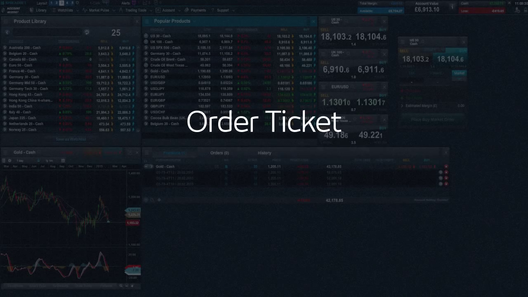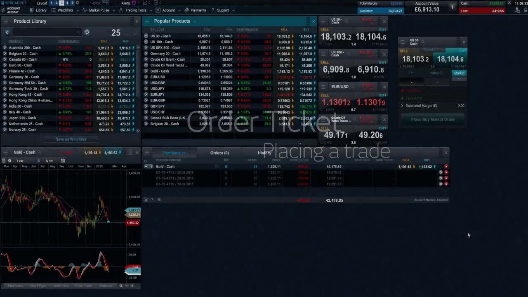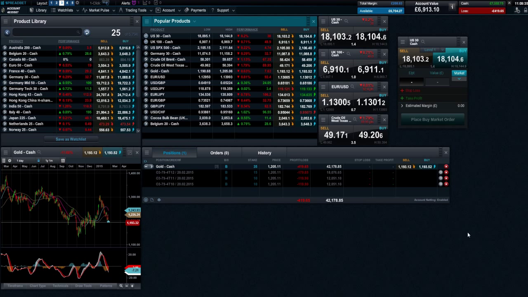Order tickets, placing a trade. You can open an order ticket to buy and sell products by clicking on any streaming price throughout the platform. From the product library, your watch lists, quote panels, any charts you have open, and even from your account section of the platform.